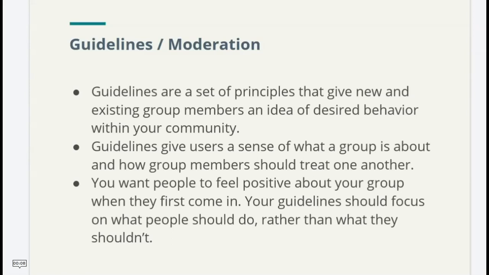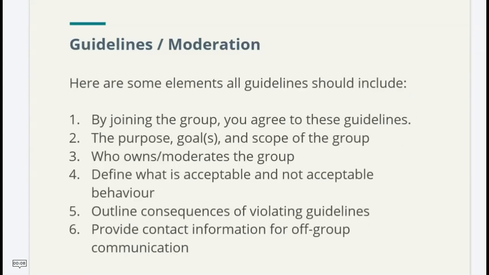Here are some elements all guidelines should include. 1. By joining the group, you agreed to these guidelines. 2. The purpose, goals, and the scope of the group. 3. Who owns or moderates the group? 4. Define what is acceptable and not acceptable behavior. 5. Outline the consequences of violating guidelines. 6. Provide contact information for off-group communication.